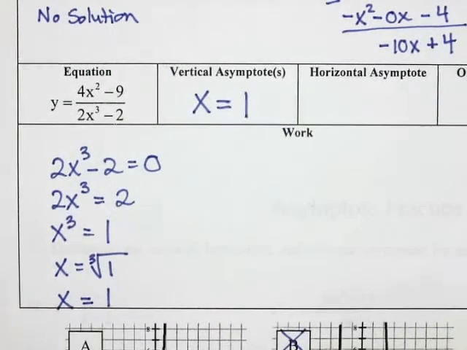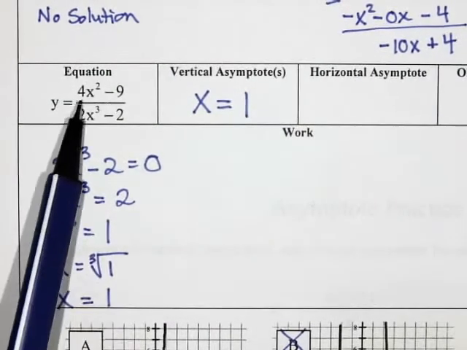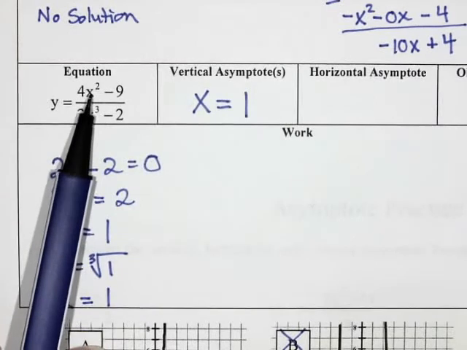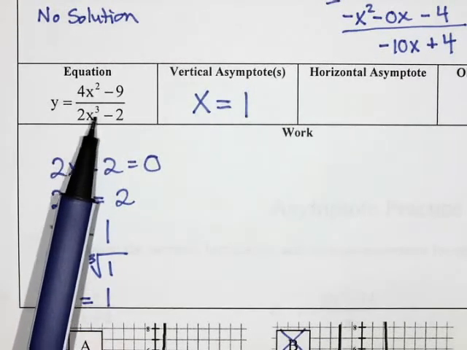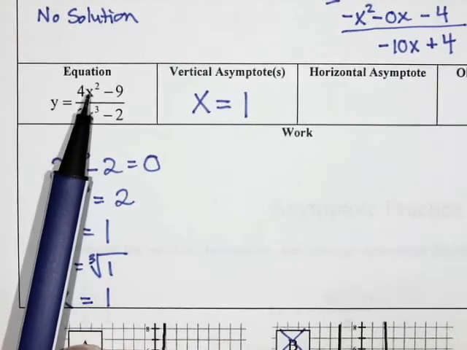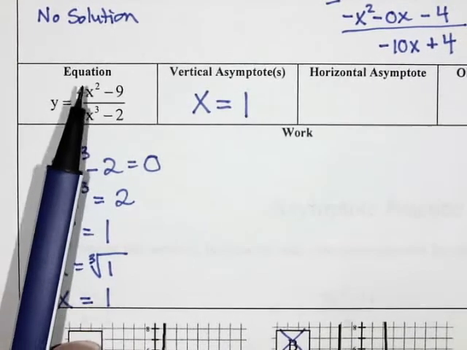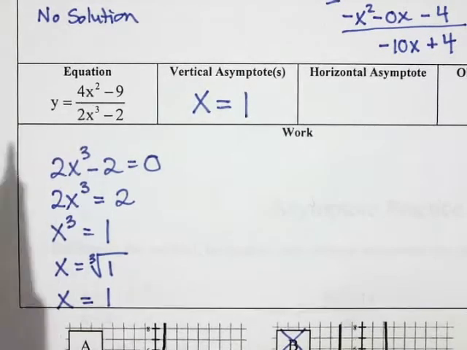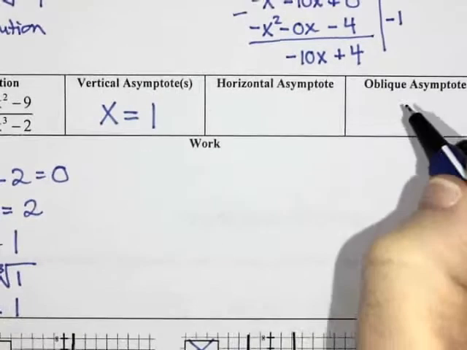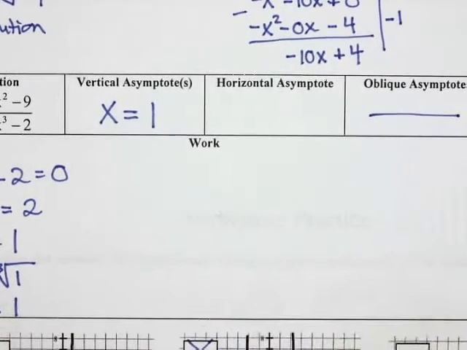Now for the horizontal or oblique, if I compare my degrees, I notice the degree of this is 2, the degree of this is 3. So the number on top is not bigger this time. If the number on top is bigger, it's oblique. If it's not bigger, it's horizontal. So I know not oblique.